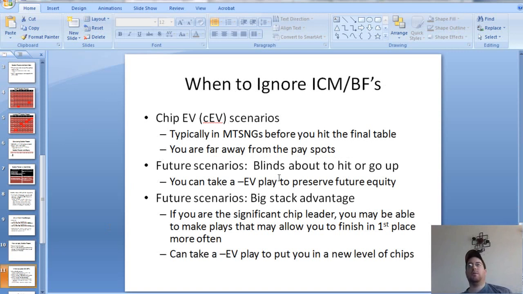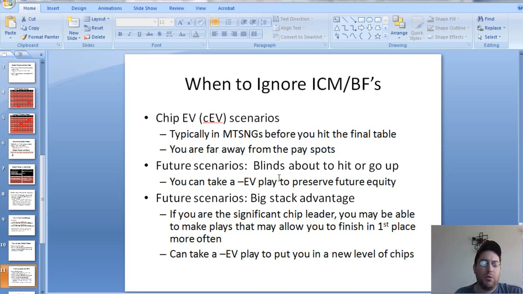Then there's the question of, when can we ignore this? We talk sometimes about negative EV situations or when ICM doesn't matter. As I mentioned, like the beginning stages of those big multi-table games, the 180 mans, the 45 mans, the 90 mans, you're in chip EV scenarios. So you're far away from the pay spots. You're making decisions that will just put chips in your stack. The chips don't really have a whole lot of value at this point. So we're not looking for the dollar value. We're just looking for pure chip value. So that's where we can kind of ignore the ICM aspect.